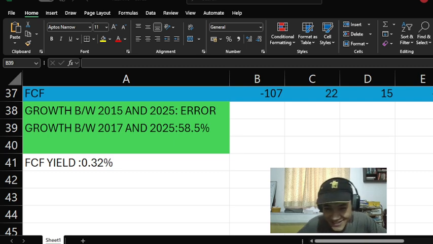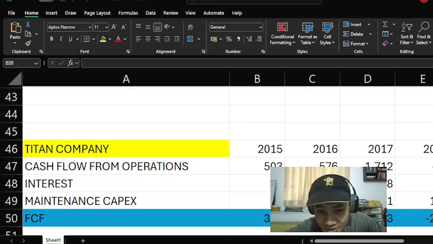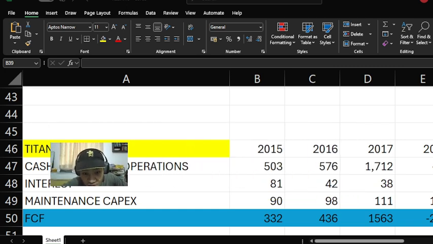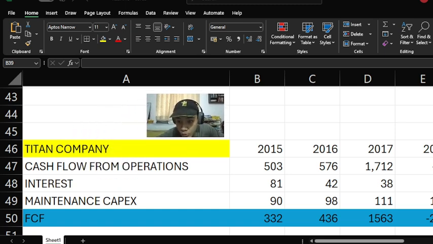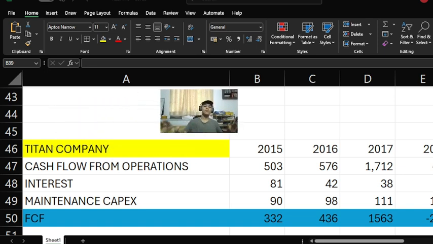Very interesting. Then moving on, we have Titan. All right. Okay. So 2015, we have free cash flows of 332 crores. 2017, massive jump, 1500 crores of free cash flow. Okay, you can also see cash flow from operations, interest, and maintenance capex. So you can pause and then read them right here.